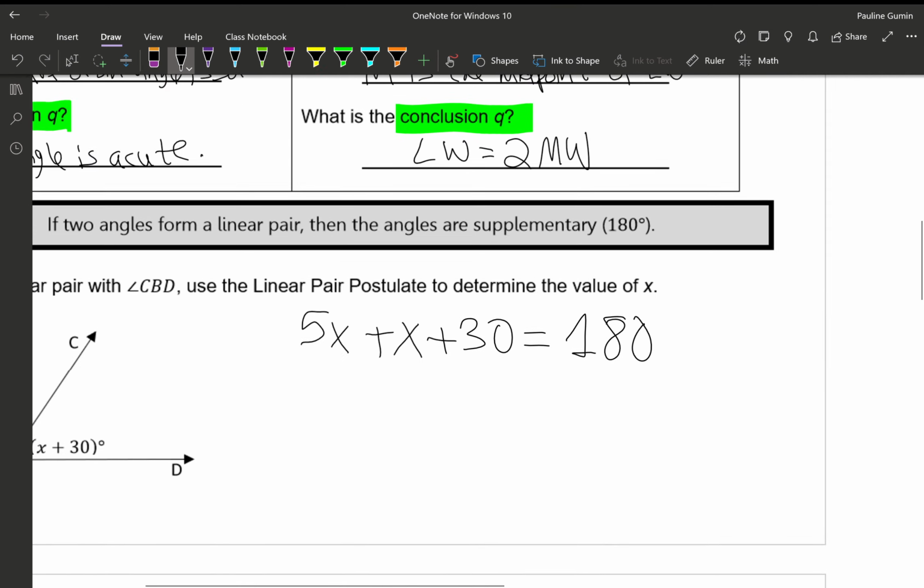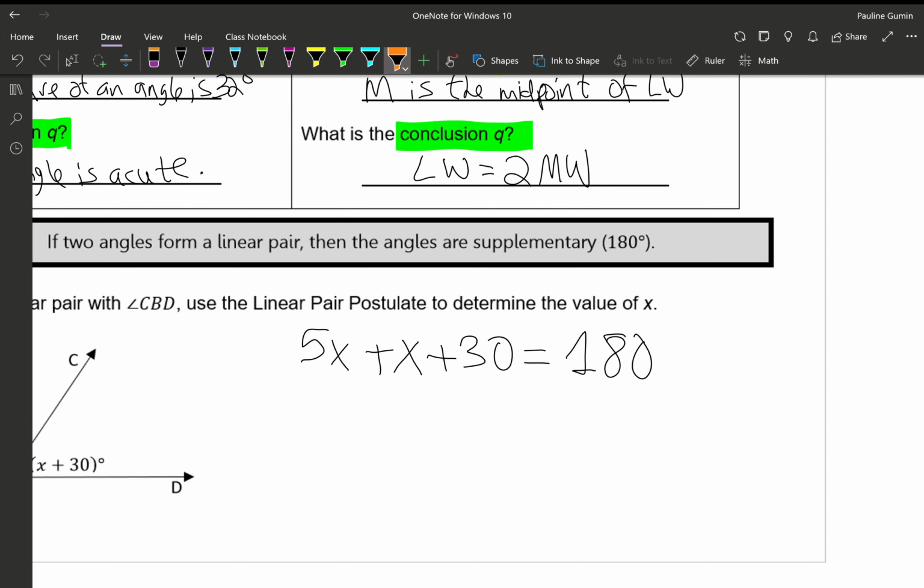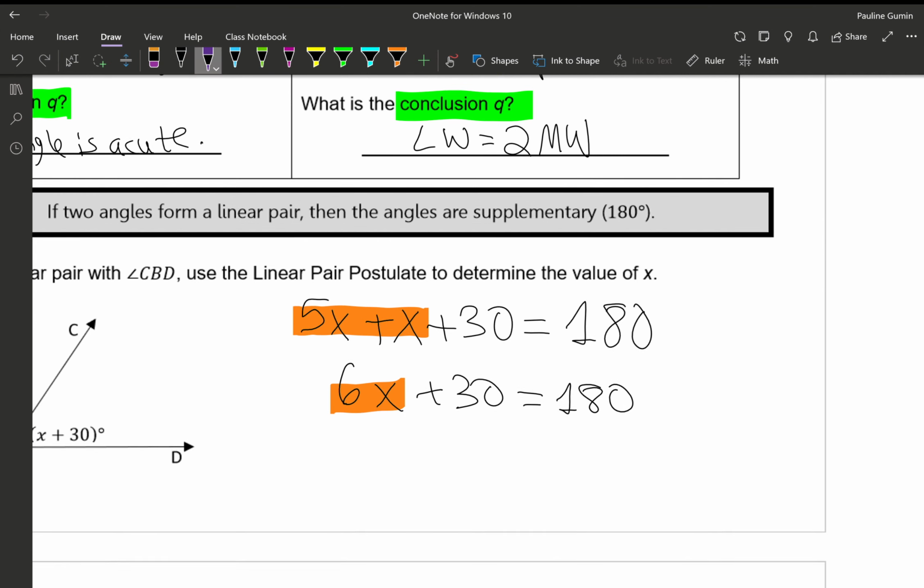Let's refresh our algebra skills. The first thing that we're going to do is combine like terms. So 5x and x we can combine to create 6x plus 30 equals 180. Now let's subtract 30 from both sides to get 6x by itself. We're subtracting because we're undoing the addition of plus 30. So we're left with 6x equals 150. And finally, we finish up dividing both sides by 6. x equals 25.